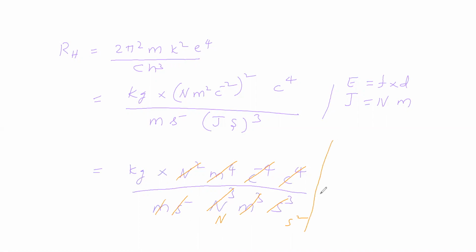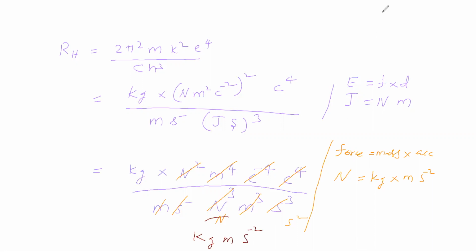For this, what we will do? Now we will write Newton. Newton is called force. Force is equal to mass into acceleration. Force is Newton, mass is kilogram, acceleration is meter per second square. So Newton is nothing but kilogram meter per second square.